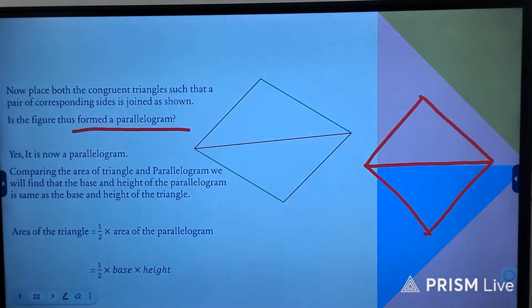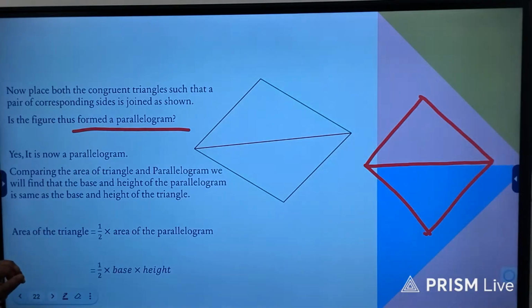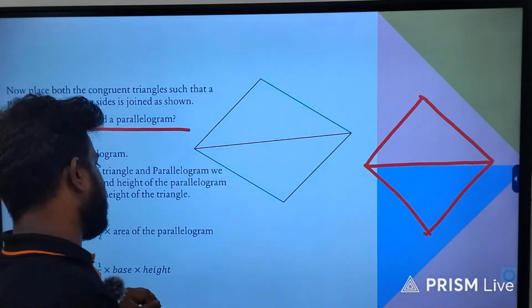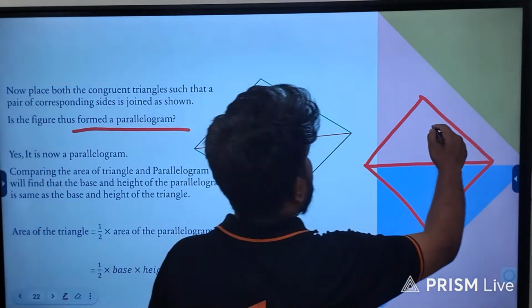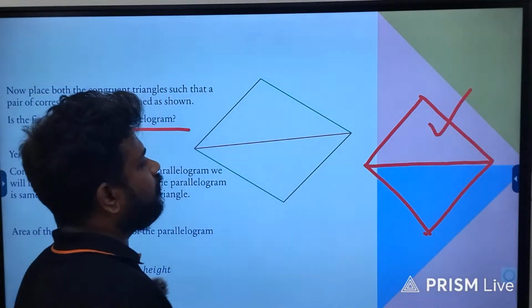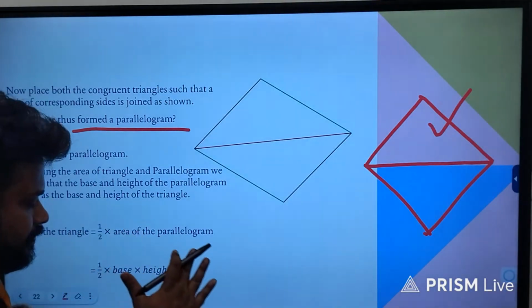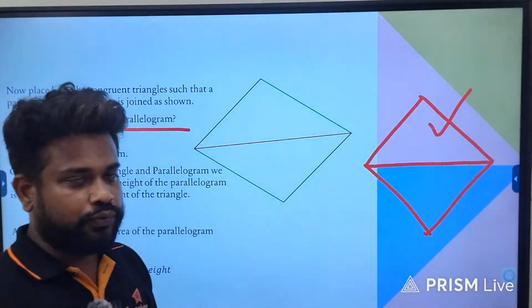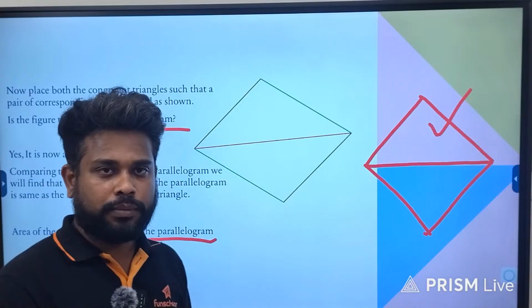Comparing the area of the triangle and the parallelogram, we will find that the base and height of the parallelogram are the same as the base and height of the triangle. So the area of the triangle is half of the area of the parallelogram. Obviously, to find the area of one triangle, we just divide it by 2, because this is the area of the parallelogram.